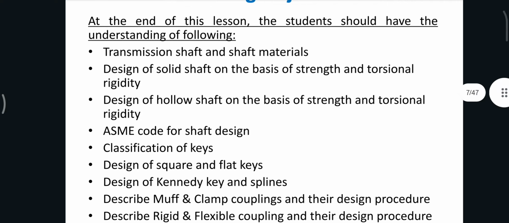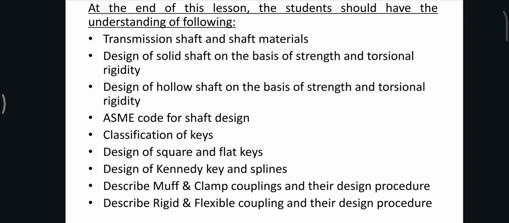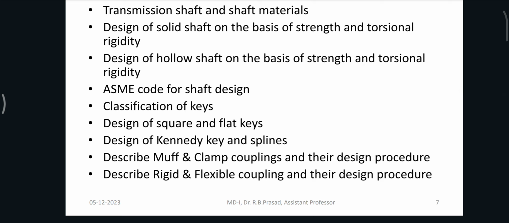At the end of this lesson, the students should have an understanding of the following: transmission shaft and shaft material, design of solid shaft on the basis of its strength and torsional rigidity, design of hollow shaft on the basis of strength and torsional rigidity, ASME code for shaft design, classification of keys, design of square and flat key, design of Kennedy key and spline, describe muff and clamp coupling and their design procedure, describe rigid and flexible coupling and their design procedure.